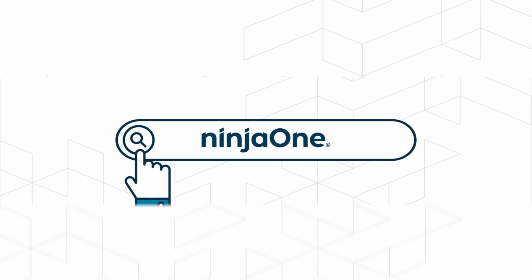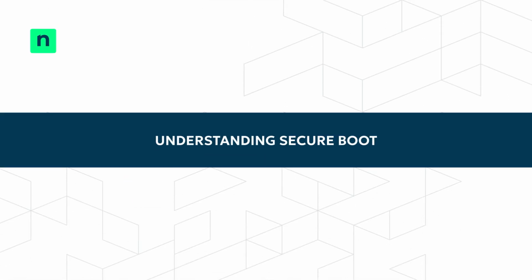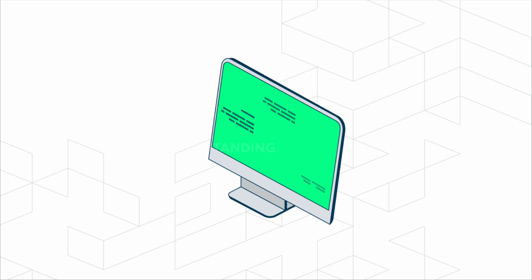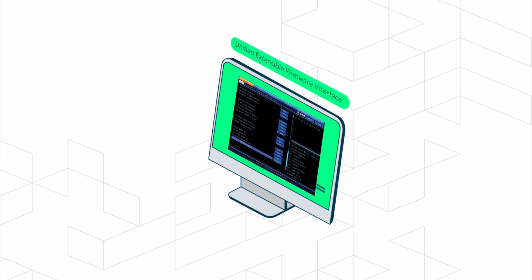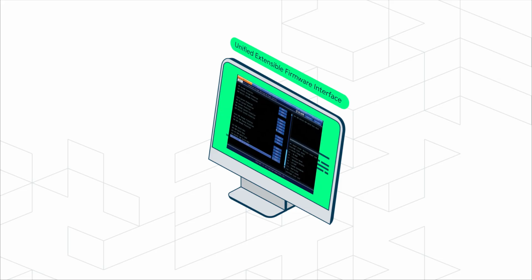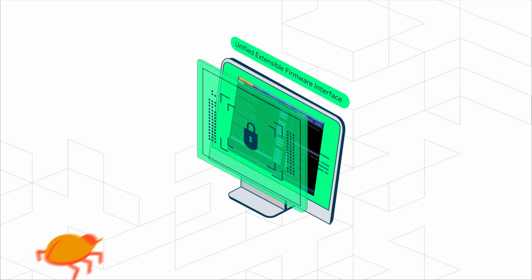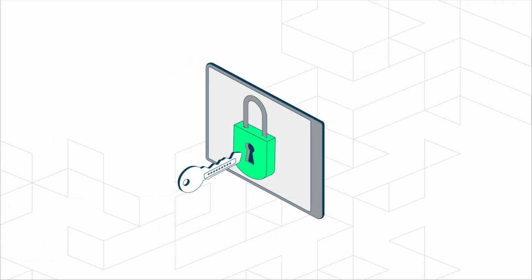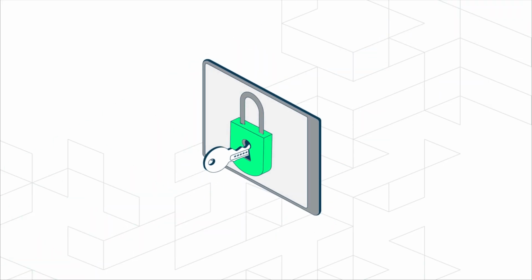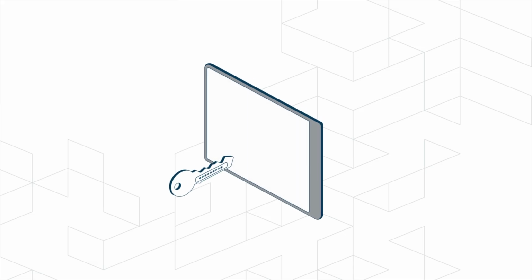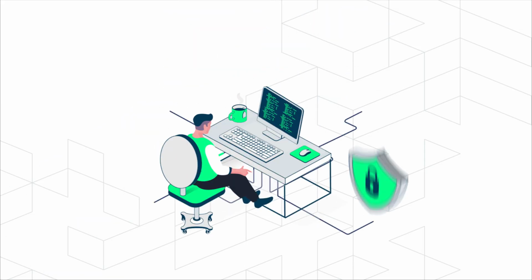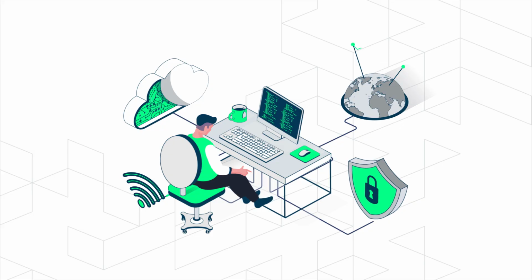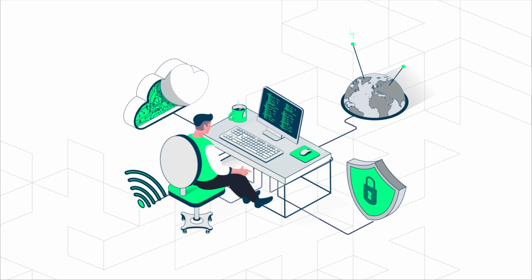Understanding secure boot. Secure boot is an essential security feature in modern PCs with unified extensible firmware interface firmware. It ensures that only trusted software runs when your computer starts, effectively blocking malware like rootkits from loading before your operating system. It works by verifying cryptographic signatures of software, allowing only programs signed with a trusted key to run. This protection is critical in today's cybersecurity landscape, safeguarding your firmware, bootloaders, and OS from integrity threats.